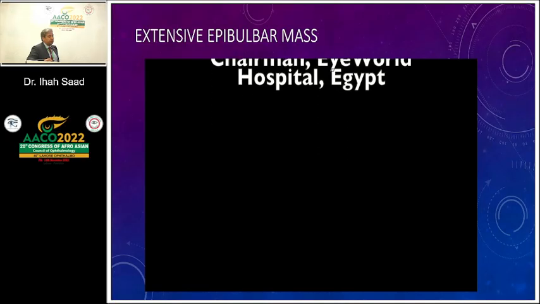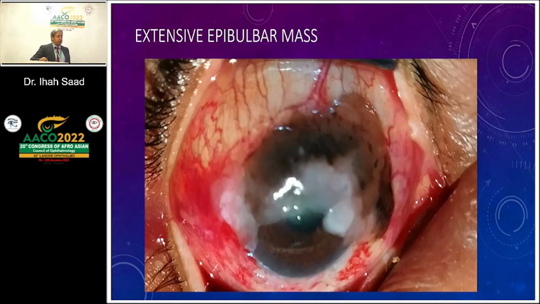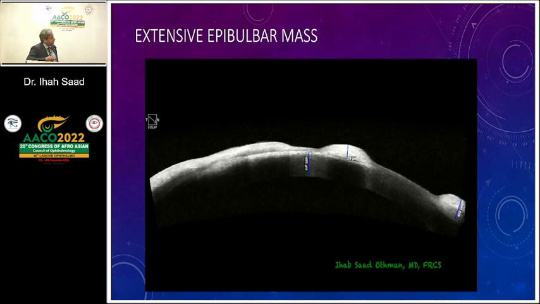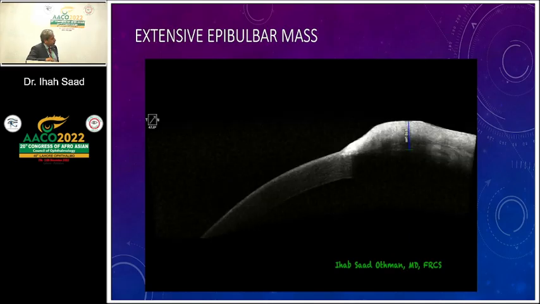It's very useful to use the tools of photography we are having. So this is how the mass looked like. Almost 270 degrees of the cornea and the conjunctiva is involved with this huge pigmented mass. You see the angry vascularized vessels that go onto the tumor. Notice that there is on UBM a plane of cleavage, or a presumed plane of cleavage, between the mass and the cornea. And this is the limbal part of the extensive epibulbar mass.